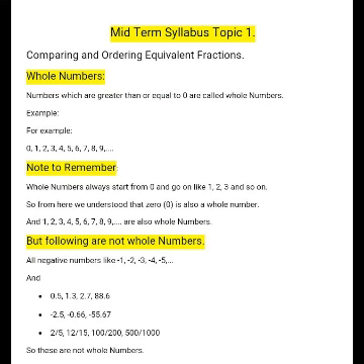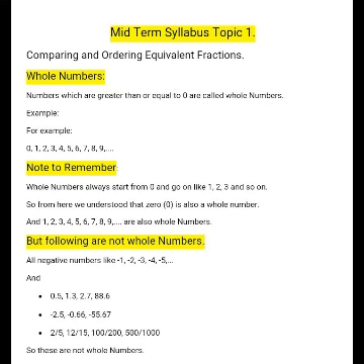Numbers which are greater than or equal to 0. Once again I am repeating this line. Numbers which are greater than or equal to 0 are called whole numbers. In this line there are two things: 0 and numbers which are greater than 0. These numbers are whole numbers.